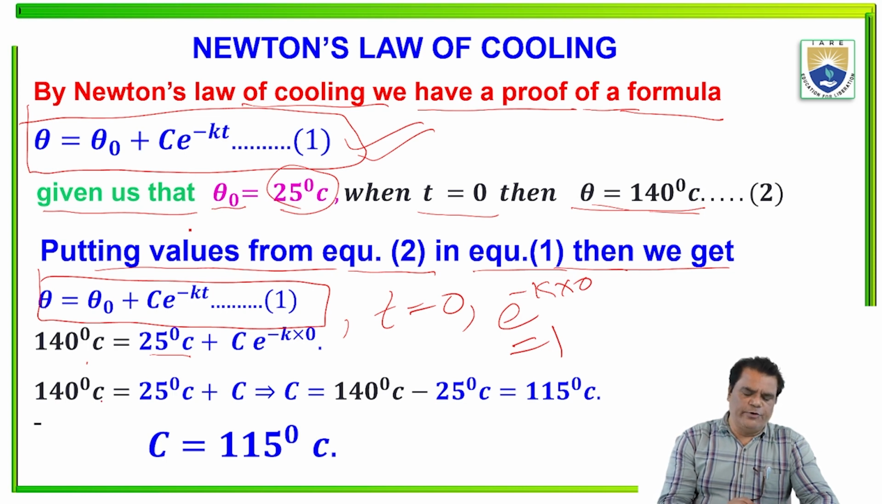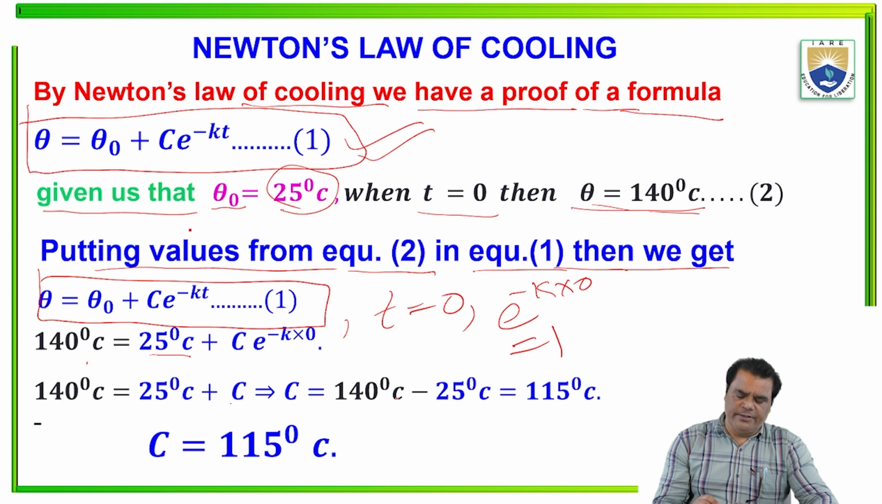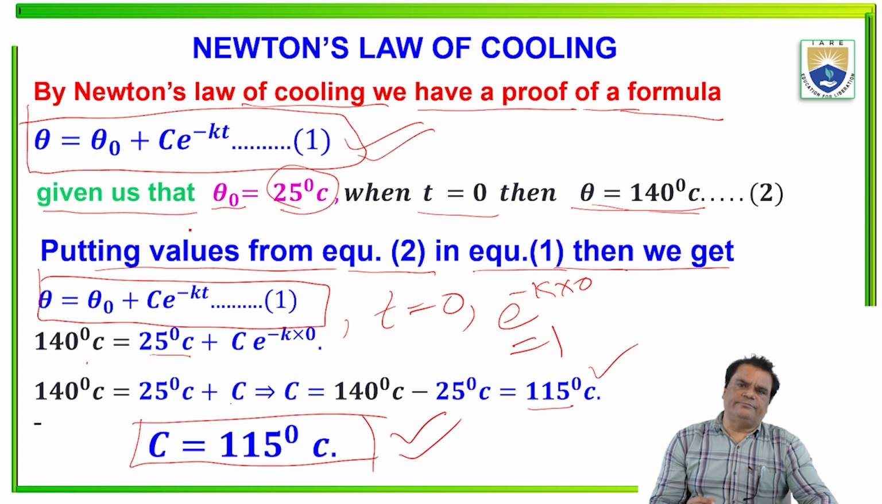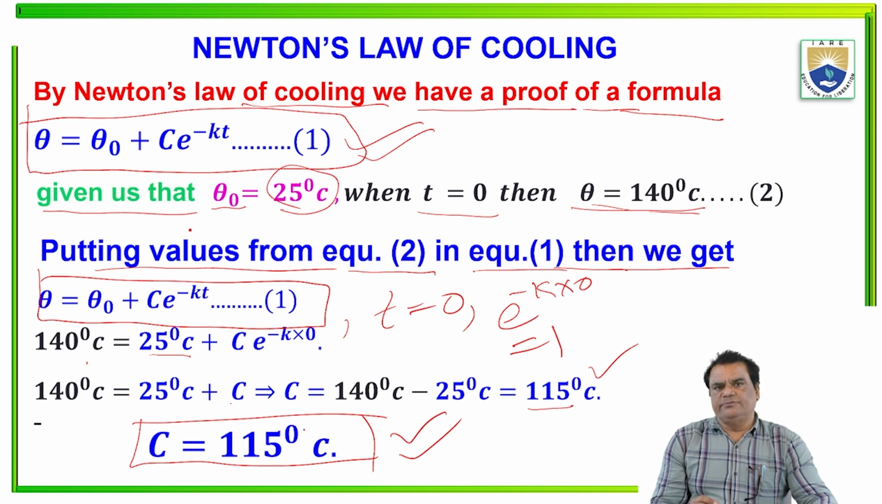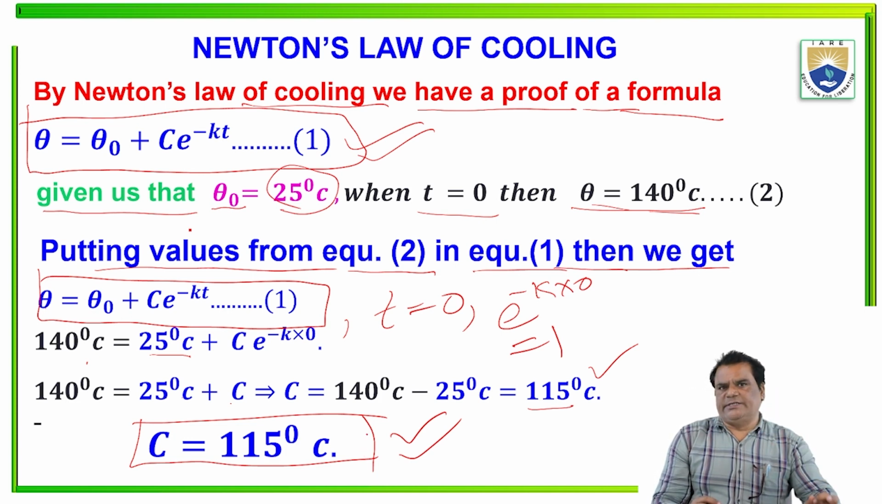So here 140 degrees centigrade equals 25 degrees centigrade plus c, since c into 1 is c. This implies that c equals 140 minus 25, taking 25 to the left side converts it into a negative sign. So c equals 140 degrees centigrade minus 25 degrees centigrade, equal to 115 degrees centigrade. This is the value of the integration constant.